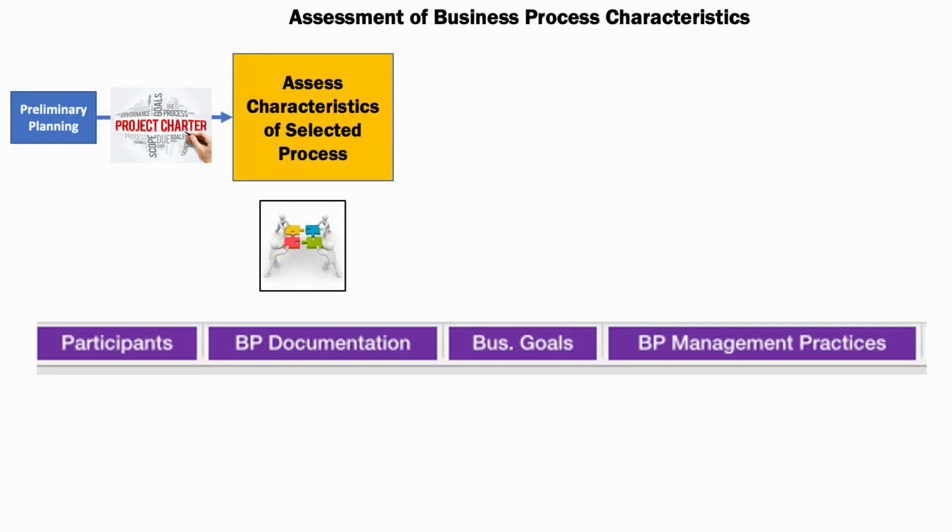The characteristics of the business process that was identified for improvement in the project charter is first examined using an assessment tool. This tool further defines the roles and the stakeholders, determines the maturity level of existing process documentation, identifies the business goals and metrics, and assesses the current practices for managing the process.